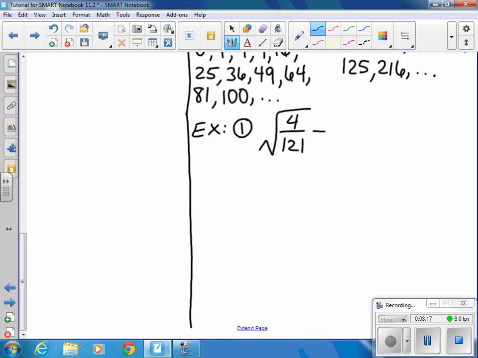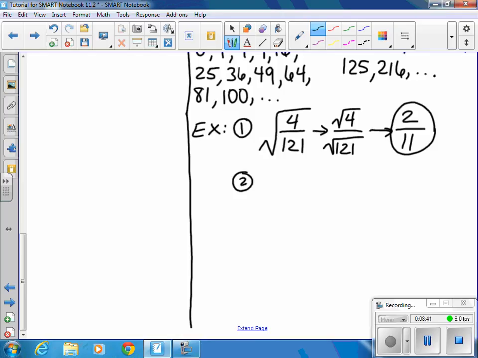So the best way to handle this one is to break it up and think of it as the square root of 4 over the square root of 121. Because both numbers are perfect squares, this fraction actually comes out being very easy to do. Square root of 4 is 2. Square root of 121 is 11. So your final answer, because it's already reduced, is the fraction 2/11. Do not give me the decimal that equates to 2/11. That would not be an acceptable answer.